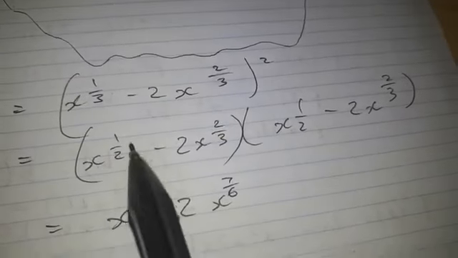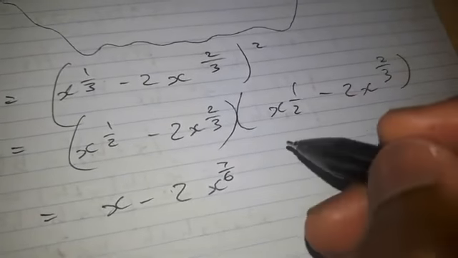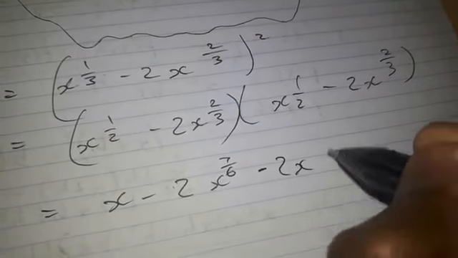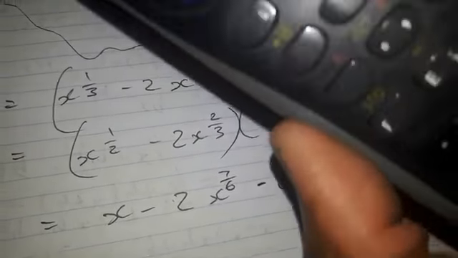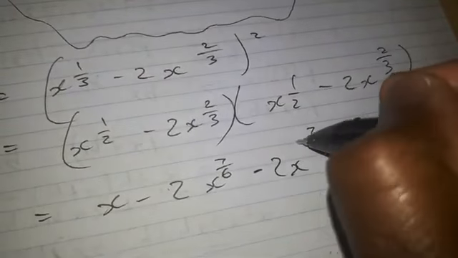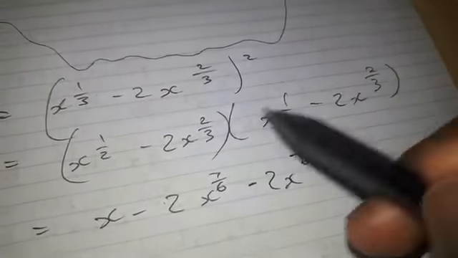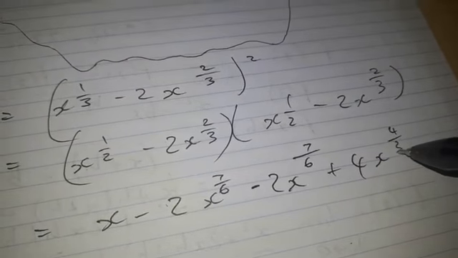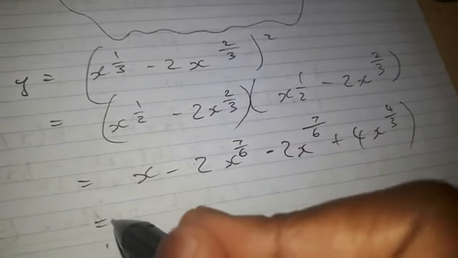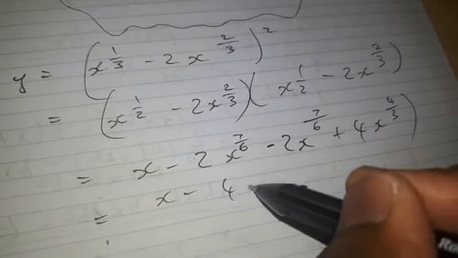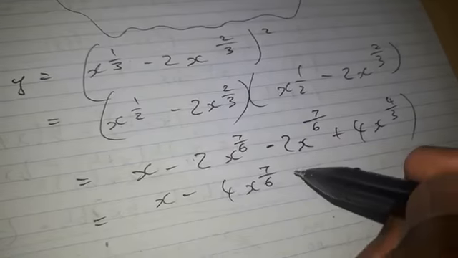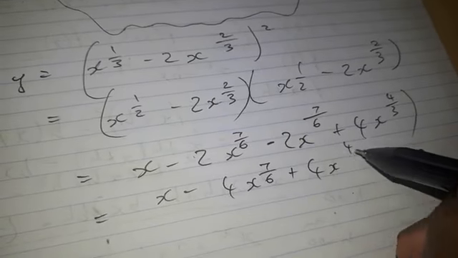So this and this, this and this, now this and this. So here now we can at least say 2x, and then 7 over 6 as well. And then plus here 4x. If your bases are the same, you add the exponents, so this is going to be 4 over 3. And then this is x minus 4x to the power 7 over 6 plus 4x to the power 4 over 3.